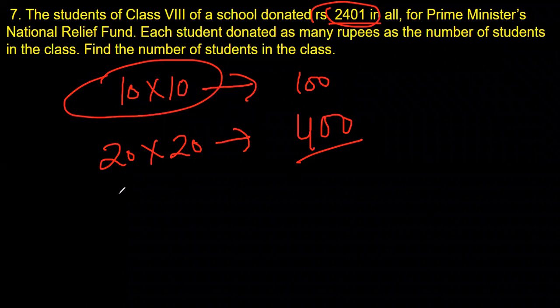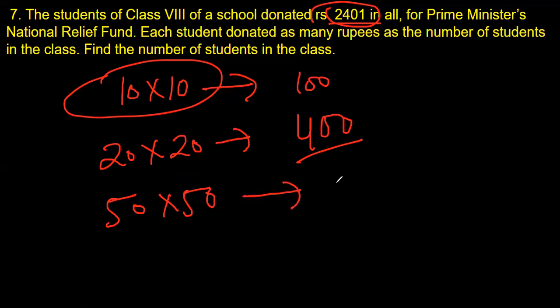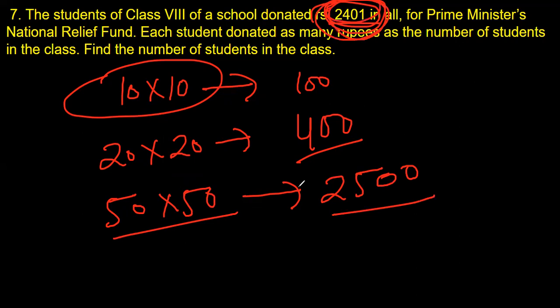So we go on increasing the value. This is less, so let's say there are 50 students and each one donated 50 rupees. Now 50 multiplied by 50, this is like 5 into 5 is 25, and then you add two zeros. 50 into 50 is 2500. It's very close to this now. And actually this money is more than this. That means there are less number of students than this. There are less than 50 students.